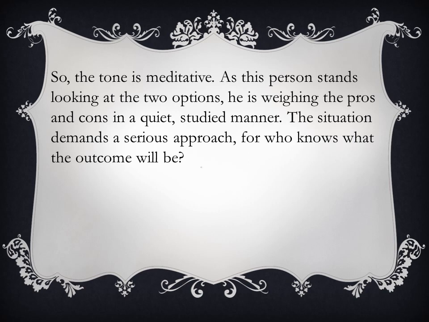Let's discuss the tone. The tone is meditative, as this person stands looking at the two options. He is weighing the pros and cons in a quite studied manner. The situation demands a serious approach, again because there is no turning back. Once you have taken the road, you will have to follow that path only. You cannot go back, for who knows what the outcome will be. Even when we choose a path, we do not know what the outcome will be, but we have to make a decision at a certain point of time, and that is what is discussed in the poem.